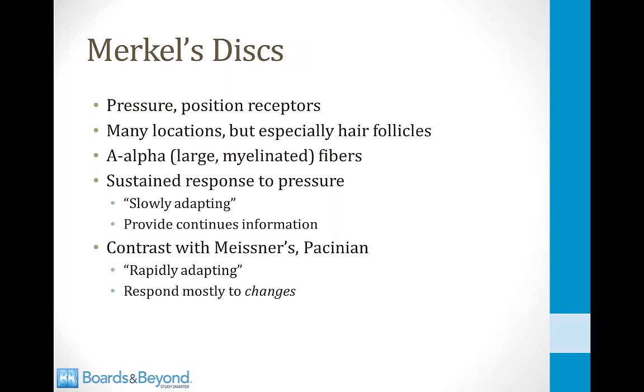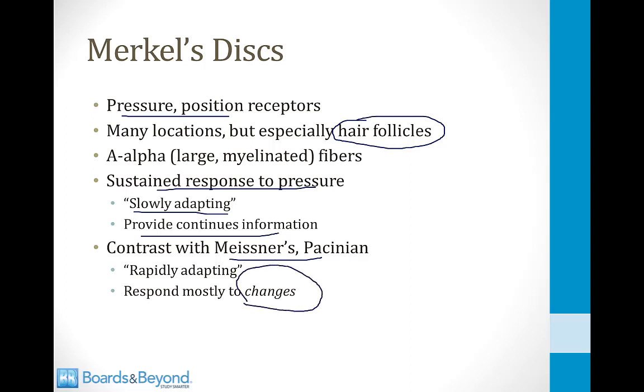Merkel's discs respond to pressure and position, and they're found in a lot of places, but especially hair follicles. They send their signals by large myelinated A alpha fibers, and importantly, they show a sustained response to pressure. This is called slowly adapting. It means they give continuous information to the brain. And you can contrast this with Meissner's and Pacinian corpuscles, which are rapidly adapting, and they respond mostly to changes in input from the outside world.